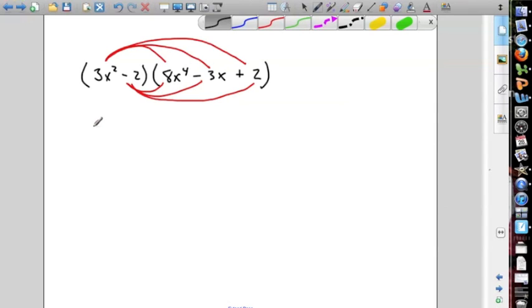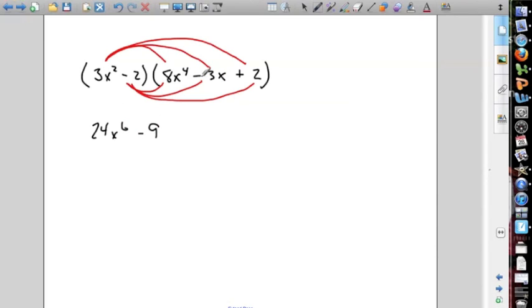3 times 8 is 24. X squared times x to the fourth is x to the sixth. 3x squared times negative 3x: that's going to be minus 9, because 3 times negative 3 is negative 9. X squared times x is x cubed. And then I have 3x squared times a positive 2. That's going to be plus 6x squared. Now I continue moving on.